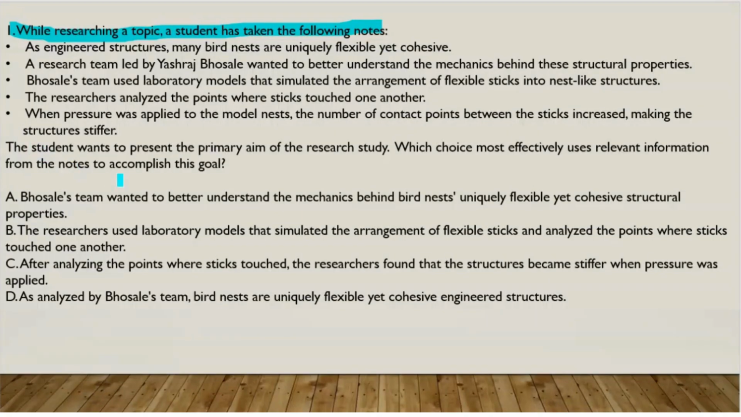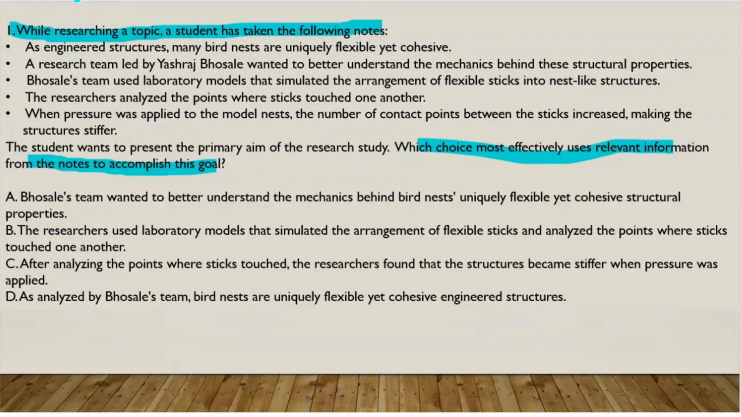Now the second thing is that this question always has the same ask. They are always going to ask you the same question all over again, which is "which choice most effectively uses relevant information from the notes to accomplish this goal," unless there's something else they specifically ask you to do. So these two are basically the same thing. Whenever you see a question that says something like topic notes, be sure this is the question type. Still read whatever they're going to ask you.